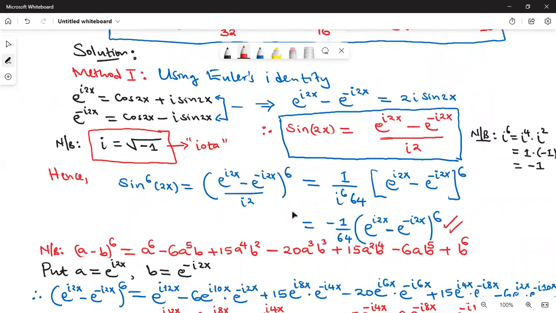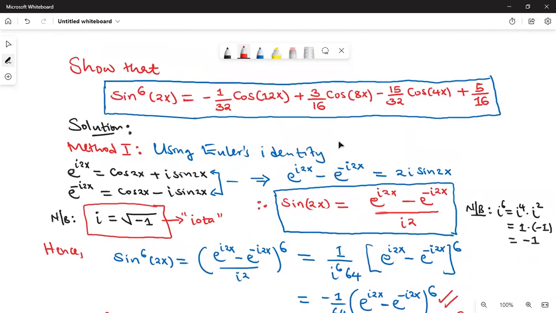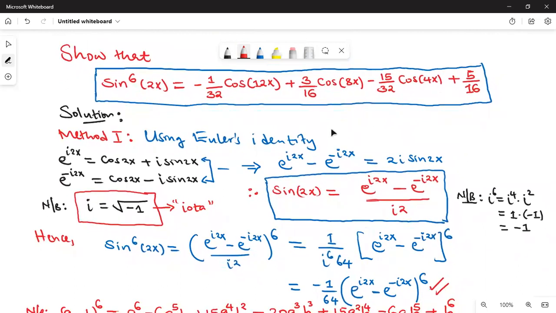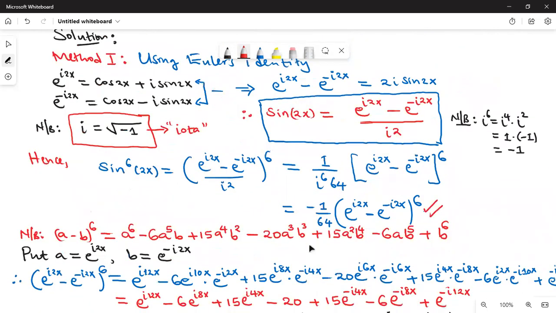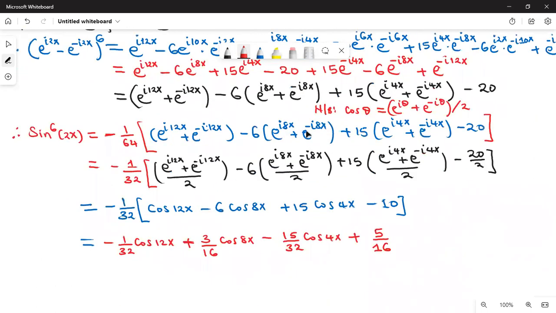When you express sine of 2x in terms of the exponential function. So there's another method. Let's call it method 2. I'm going to write.